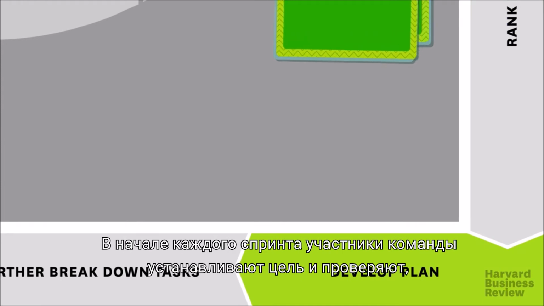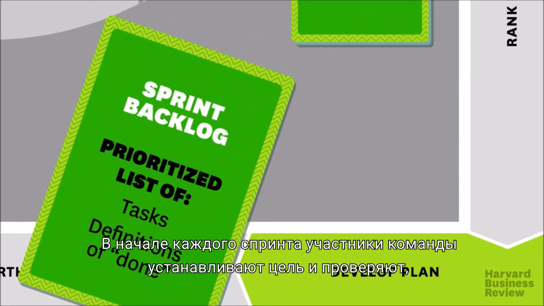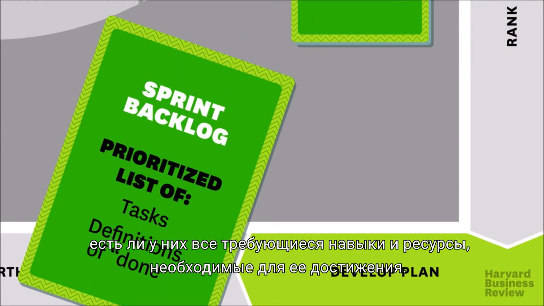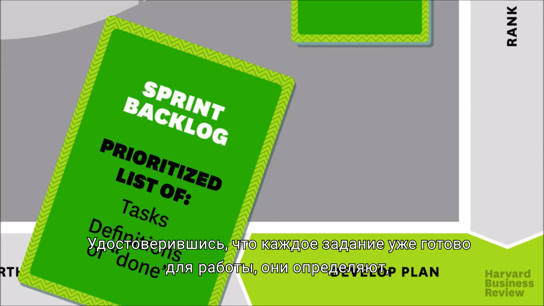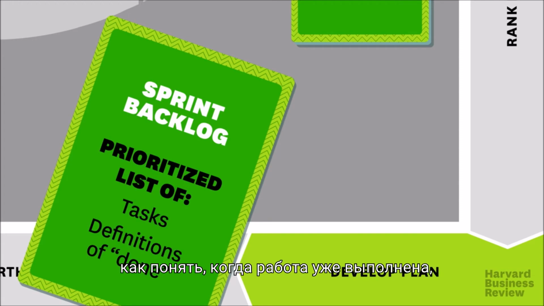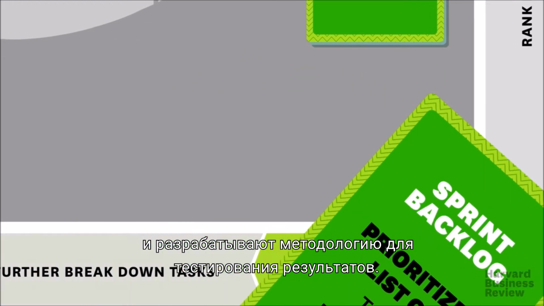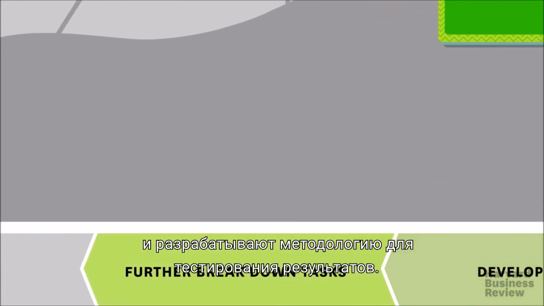At the outset of each sprint, the team members establish a goal, check to make certain that they have all the talent and resources they need to reach it, make sure each task is ready to begin, define how they will know when it's done, and develop a methodology for testing the results.